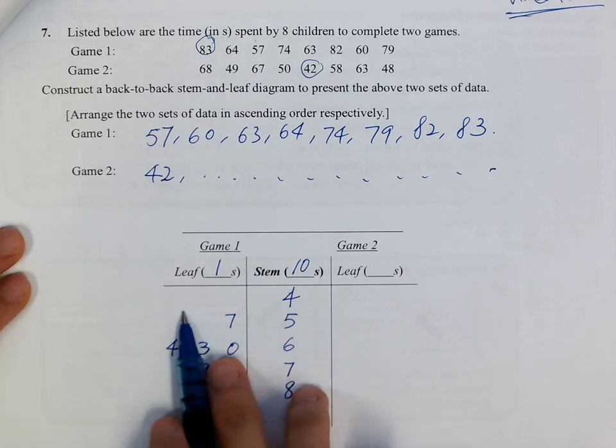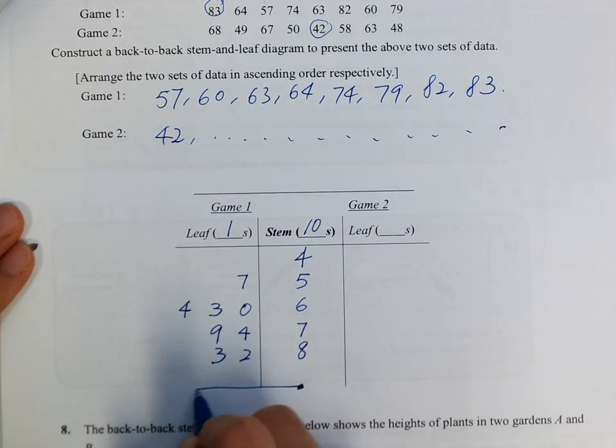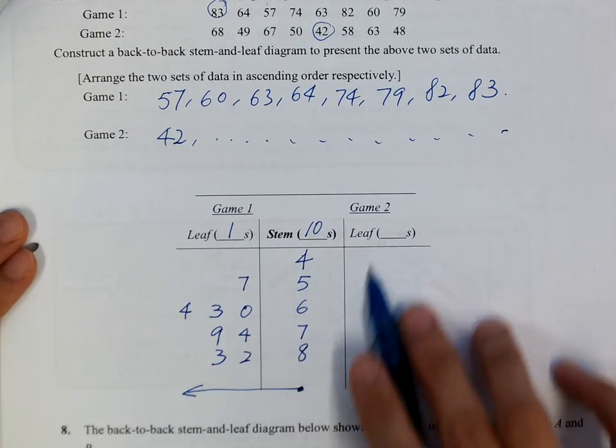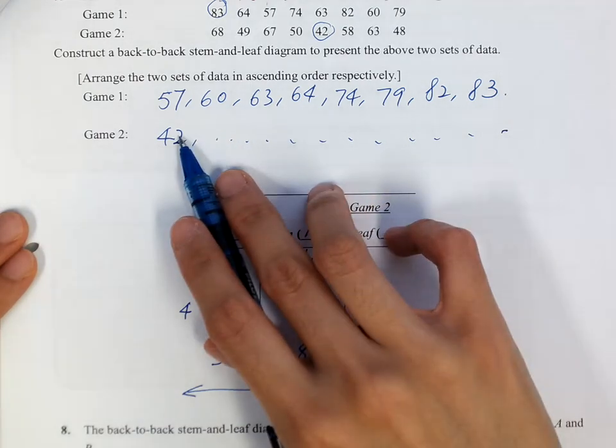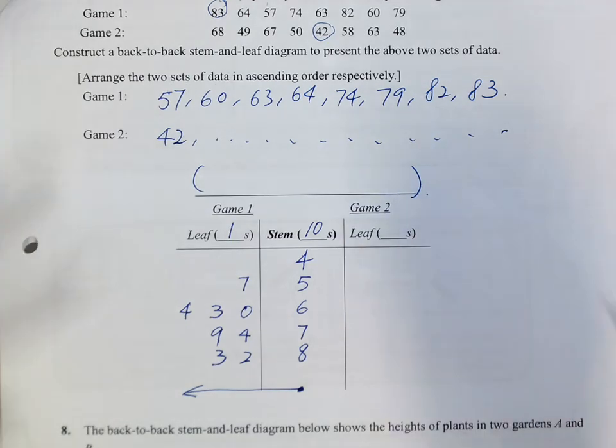You can see that when I draw the stem and leaf, I always begin with the stem and then draw the leaf. Okay, so please complete game 2 on your own by first rearranging them in order, and don't forget the title of the stem and leaf diagram.